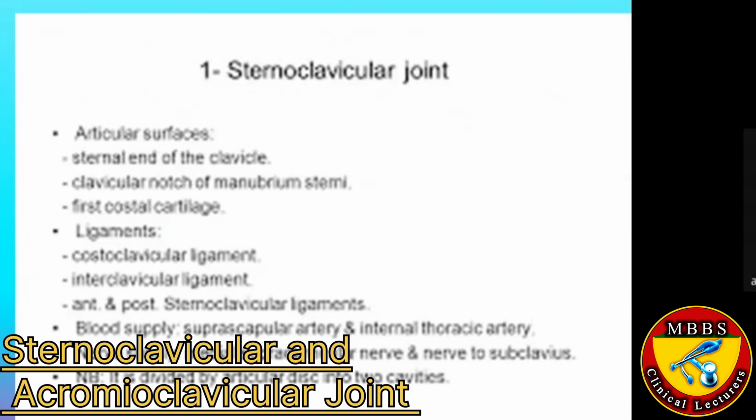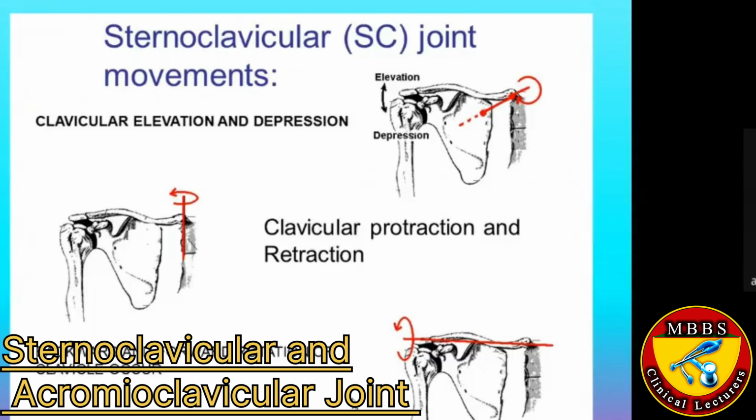We have also discussed that it is divided by the articular disc into two cavities, and that is why it is a compound type of joint. Now, if you look at the movements which are possible at the sternoclavicular joint, these are clavicular elevation and depression. Then there is clavicular protraction and retraction, which is also possible. This is actually the backward and forward rotation of the clavicle occurring at the sternoclavicular joint.